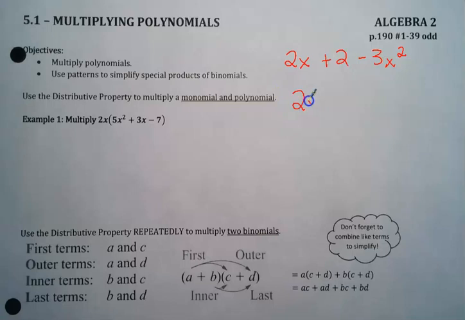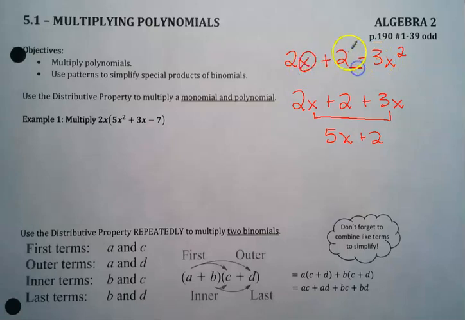Now, if you had 2x plus 2 plus 3x, these two could be combined, right? That would be 5x plus 2. Those two can be combined into a binomial. These cannot be combined because they're different terms. We have an x term, no variable at all, and then an x squared. All right, so we're going to look at multiplying those.